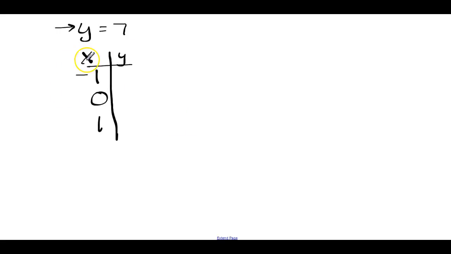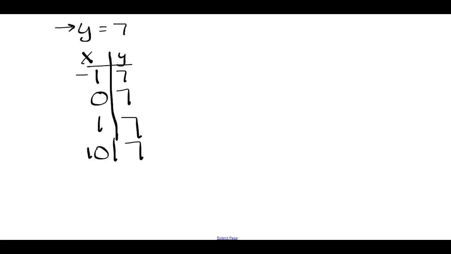So I know in my head that if I put in -1, there's nothing that's going to affect it. What is my y going to be? It's going to be 7. What happens when I put in 0? It's going to be 7. What happens when I put in 1? It's going to be 7. What happens when I put in 10? It's going to be 7.